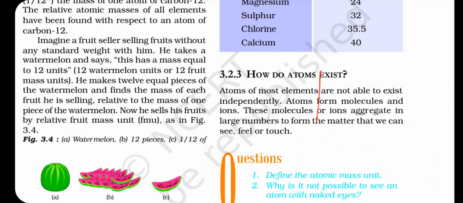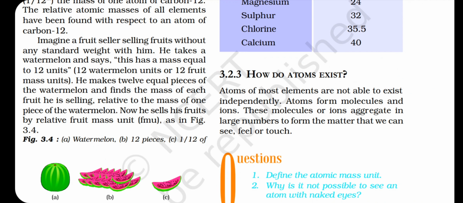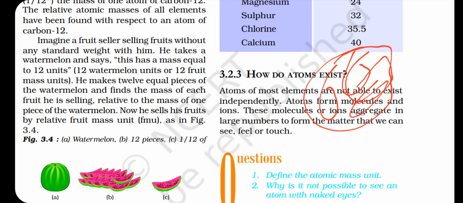helium, neon, argon, krypton, xenon, radon are present in the monoatomic form, that is, a single atom represents them. Because they do not react with most elements, they are present independently, in the atomic form. But most of the other atoms are present in the molecular form. When those molecules aggregate and combine in large numbers, they form the matter which we are able to see or feel.